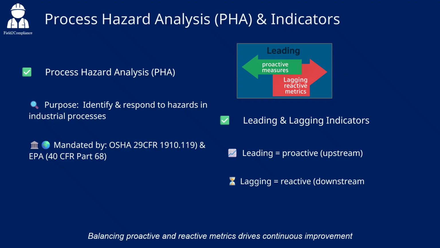Now on the right, we've got leading and lagging indicators, our performance scorecard. Leading indicators are like early warning systems, training records, PPE compliance, things we track to stop accidents before they start. Lagging indicators tell us what already went wrong. Injuries, equipment damage, near misses. Together, these tools help us not just manage risk, but stay one step ahead of it.